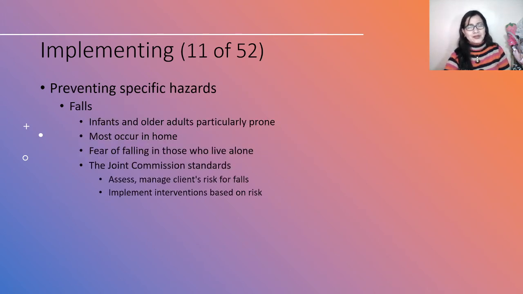How do we prevent specific hazards like falls? For infants and older adults, particularly those prone to accidents and falls, we provide health teaching. In the hospital, you raise the side rails. The Joint Commission standards say to assess and manage clients' risk for falls, and implement interventions based on the risk.